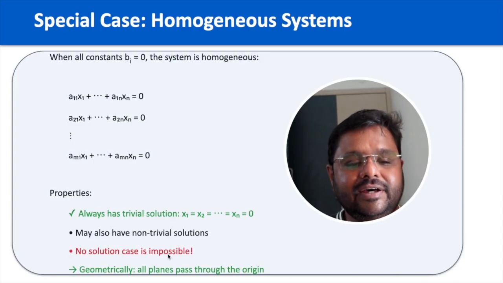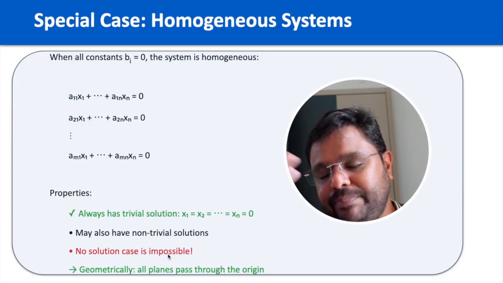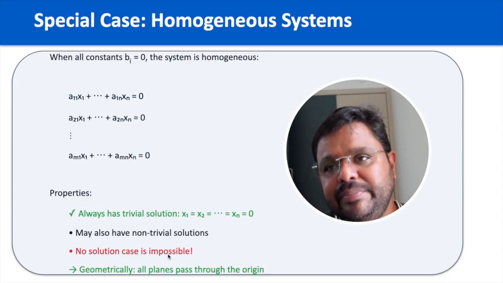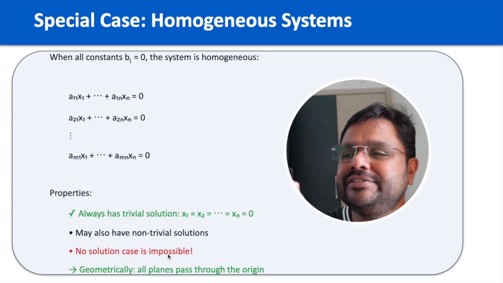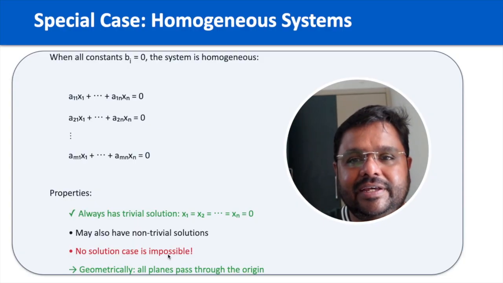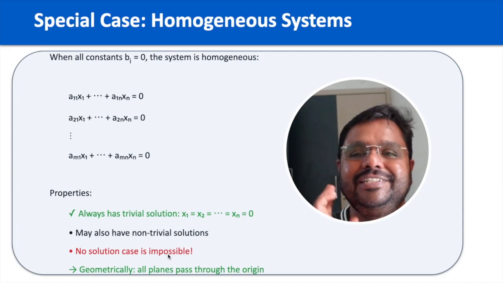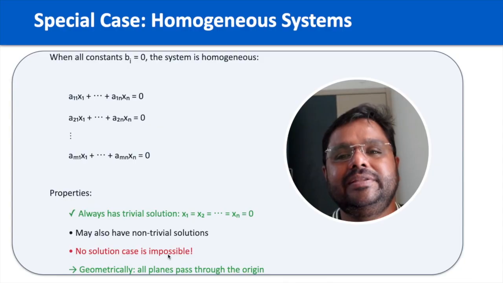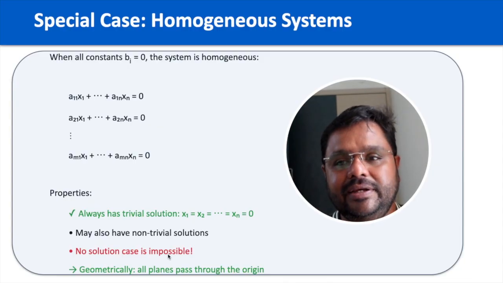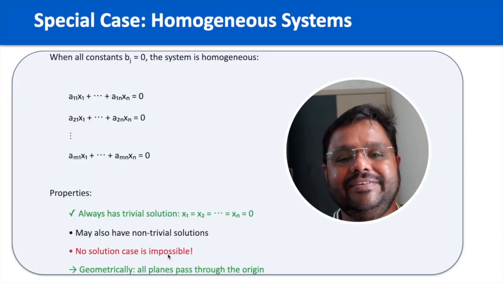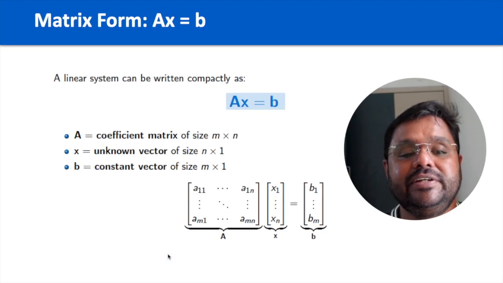Its property is that it always has a trivial solution. That means every plane and every line passes through the origin, so there will be at least one solution. We are sure about that. That is, 0, 0, 0 will be a solution. So in the homogeneous case, there is no case of no solutions. One solution is there, so there will always be a solution. Maybe other solutions also may be there. This is a special case called a homogeneous system of equations.